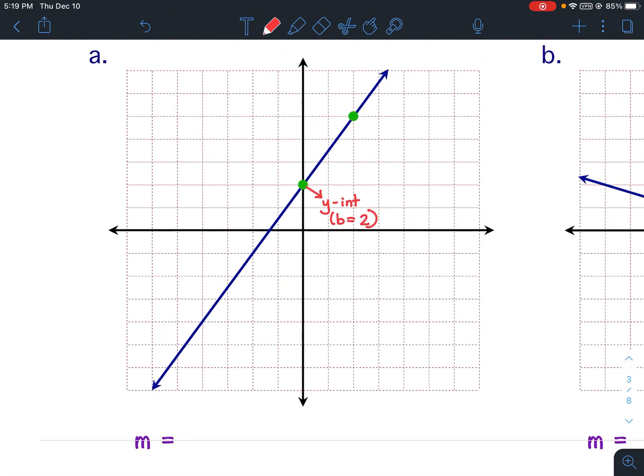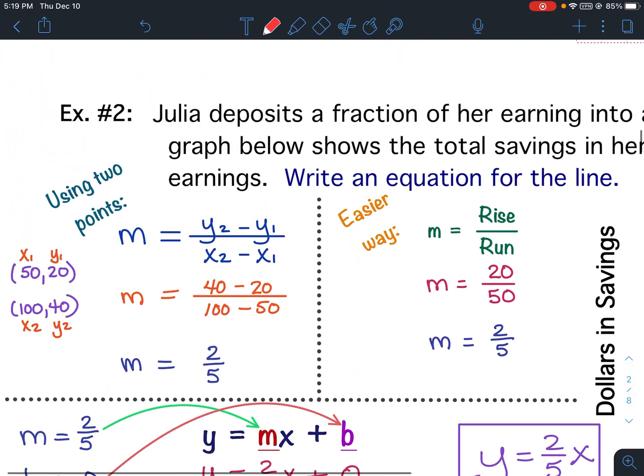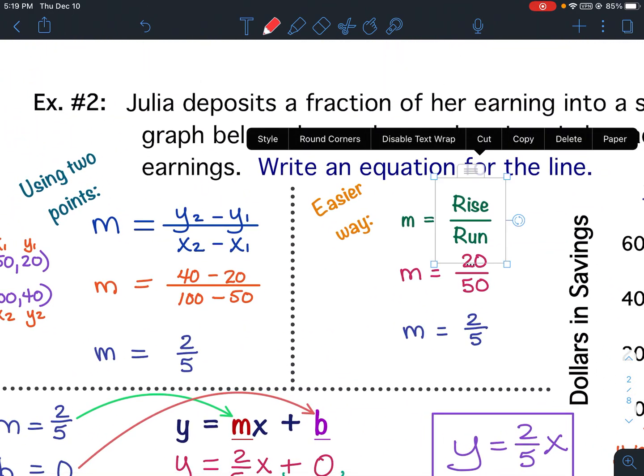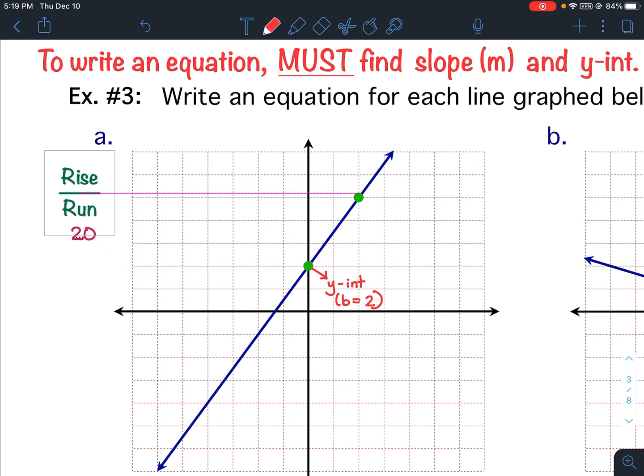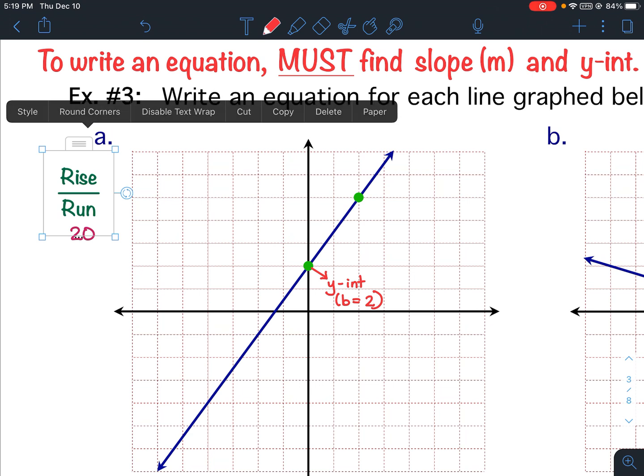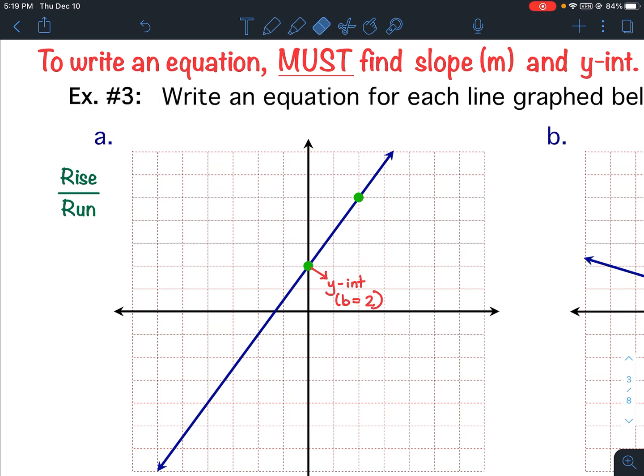For slope, we're going to use rise over run. So we're going to use this right here. Go ahead and write that down. We're going to use rise over run.